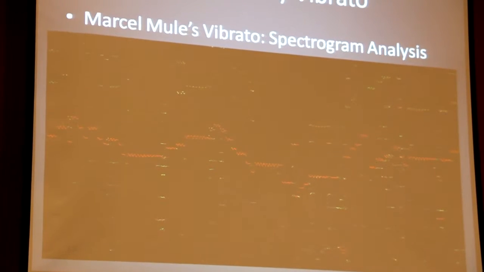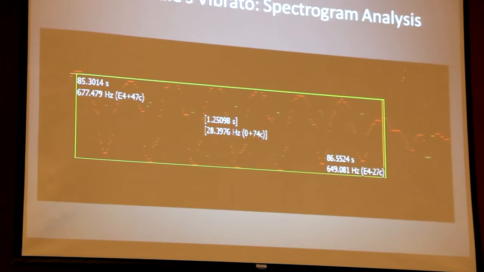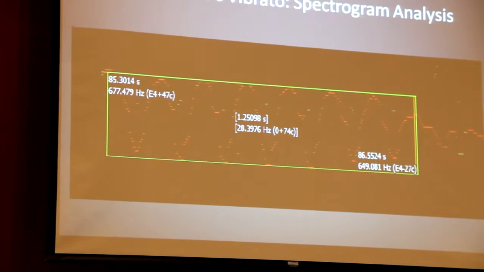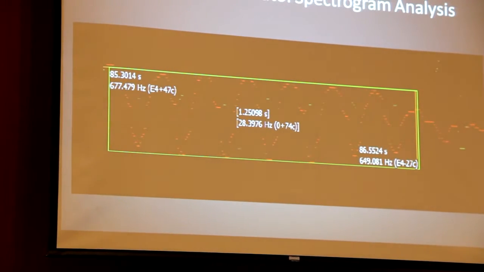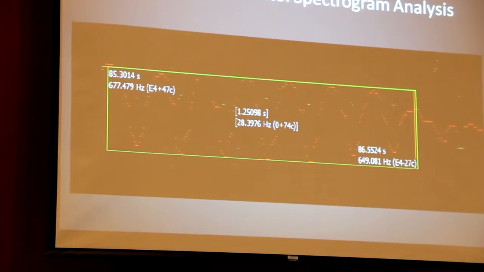If we zoom in on one single note, we can actually look at some of the specific parameters of Mule's vibrato. Here's one single note, and you can see there are 7 full cycles of vibrato within this green box. And the duration was 1.25 seconds. Do a little math here. 7 divided by 1.25 is 5.6. This gives you his vibrato rate, 5.6 cycles per second.